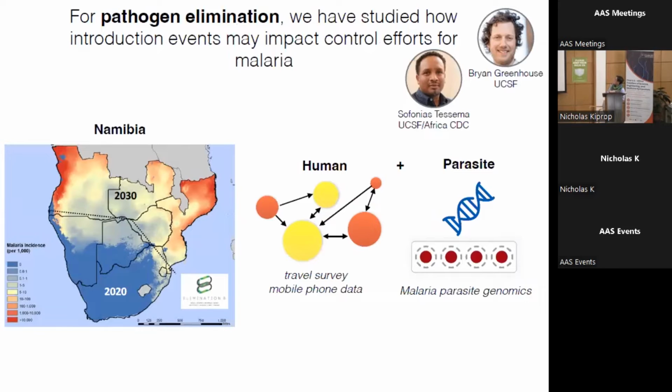This is also work that we did with Sophonius and Brian at UCSF, and Sophonius is now at Africa CDC, thinking not just about one type of mobility data, but multiple types of mobility data.